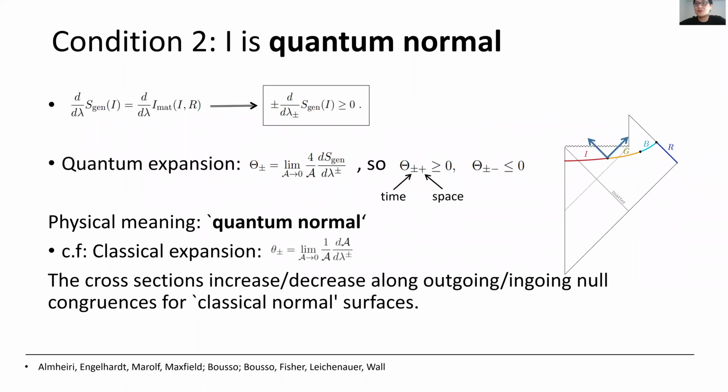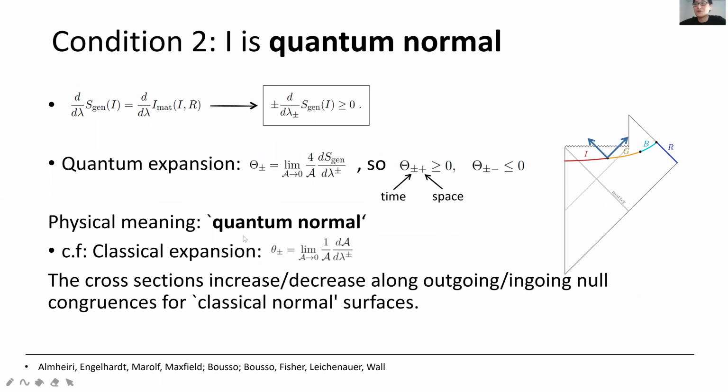I use it here as well because I want to make some connections to the classical version. So these are just telling you that whether you deform it in the future or past, as long as you go outward, the area of the surface increases. As long as you go inward, the area decreases. I said area, but actually it's the generalized entropy, which is area plus its quantum correction.